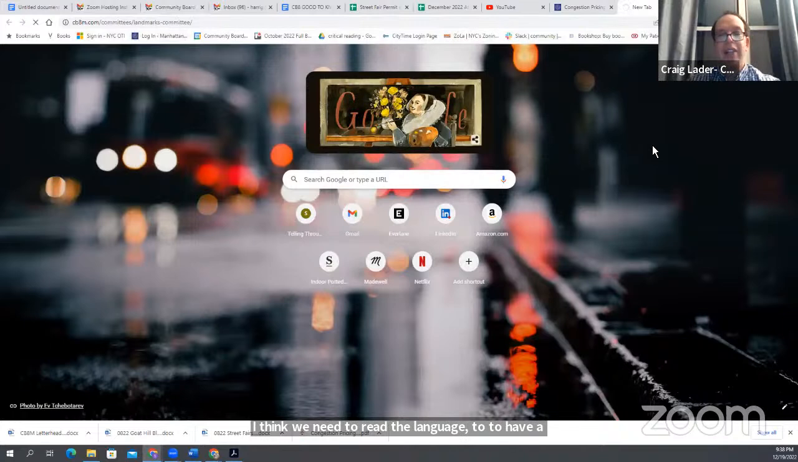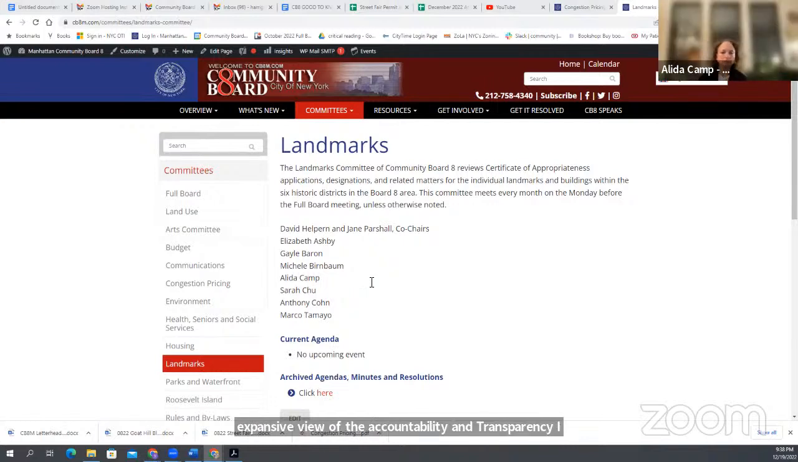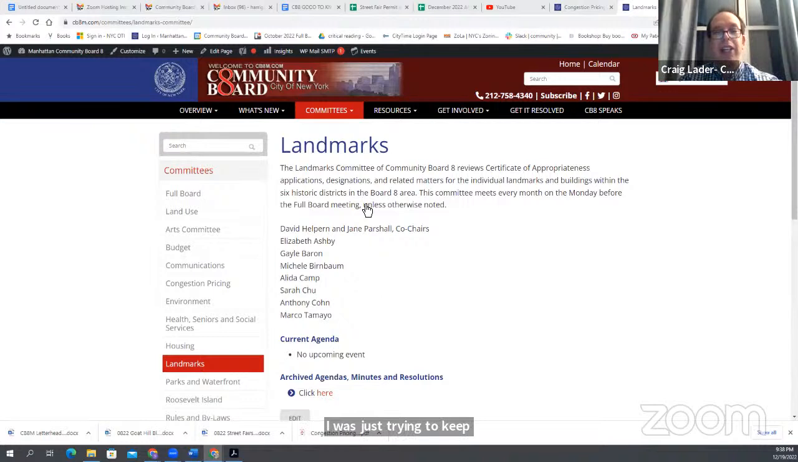Right. Yeah, I think reading the language would be helpful. I don't pretend that the financial element of this is my expertise, but I also want to be clear: I'm not questioning anyone who's looking at a more expansive view of accountability and transparency. I was just trying to keep this focused on things directly related to congestion pricing and the congestion pricing legislation and the lockbox language, when we talk about how the funds are going to be used, because you could have a whole task force focused on MTA accountability separate.